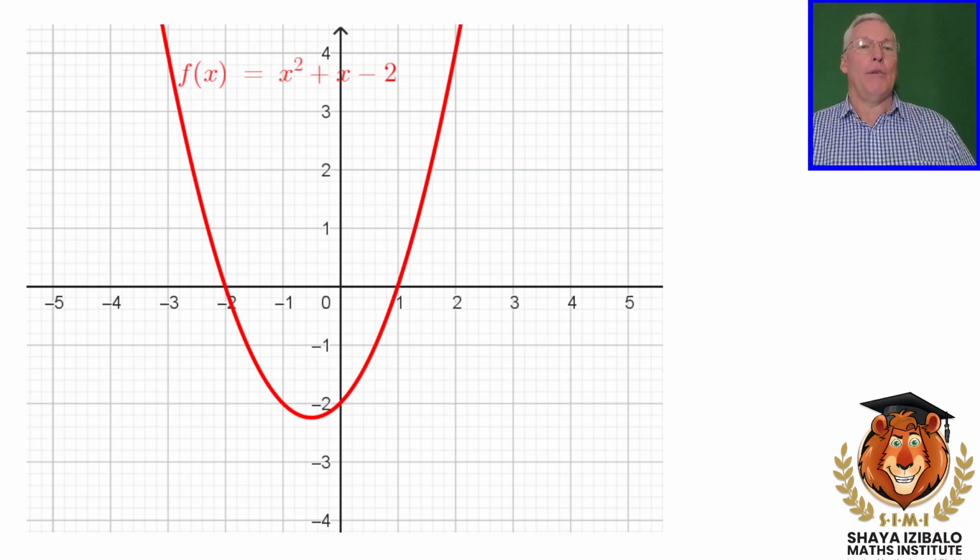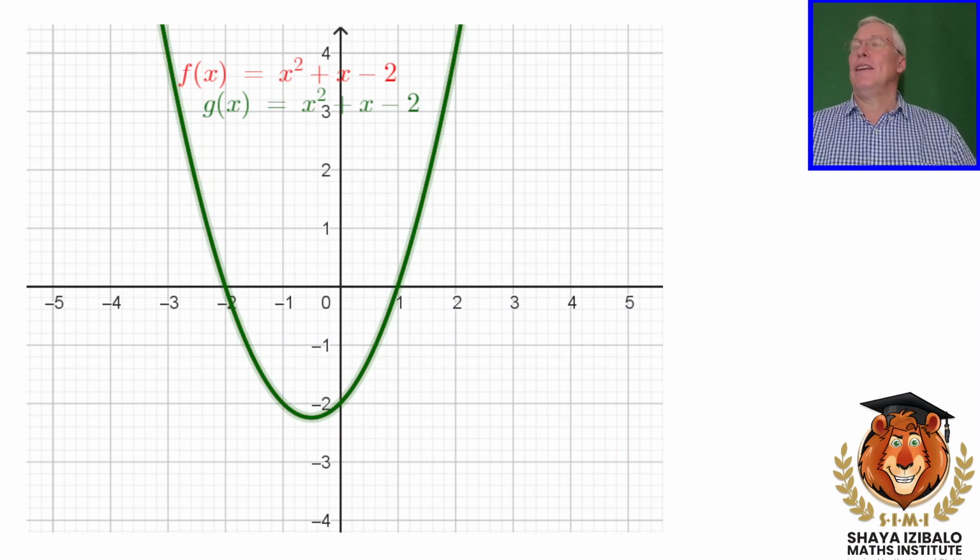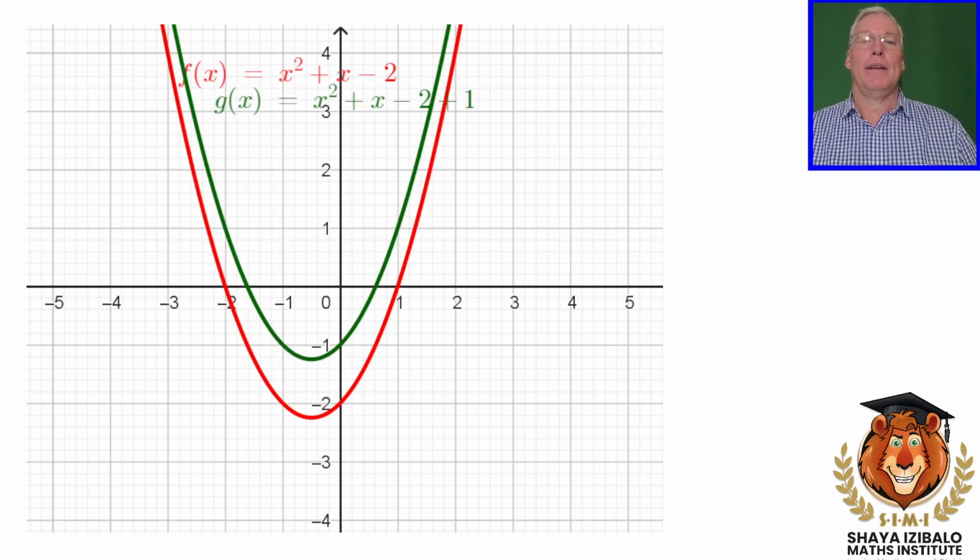Okay? And the way we're going to shift it up or down is to actually add a number at the back. So now we've actually got two functions plotted on top of one another. The one is the red one and the one is the green one. At the moment, they're exactly the same. If I add a number to the green one, right? So I'm just going to add a bit.